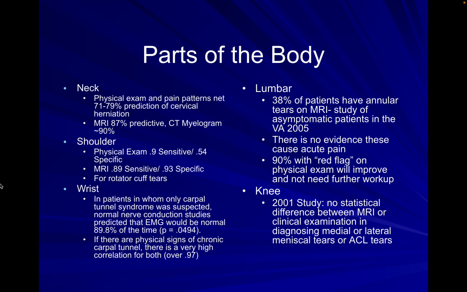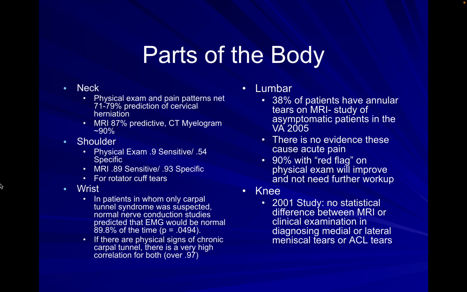Here's a quick summary of some specific parts of the body where we can note some of these correlations. In the neck, physical exam and pain patterns do a fairly good job at predicting cervical herniation, and then you can see that the MRI will increase the predictive ability quite a bit. And then a CT myelogram, where you're doing CT imaging with dye injected into the space around the spinal cord, gets you even more predictive capability.